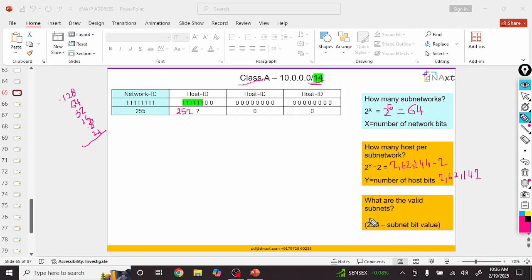What are the valid subnets? That is 256 minus the subnet bit value, which is 252 over here, so an increment of 4 will be there. So let's calculate a few valid subnets. We will not be writing all the 64 subnetworks, but we'll write a few of them. 10.0.0.0 slash 14 is the first subnetwork. Then an increment of 4 in the second octet, 10.4.0.0 slash 14.